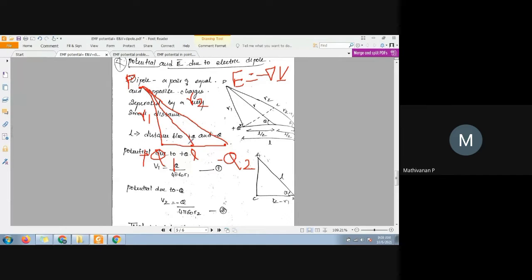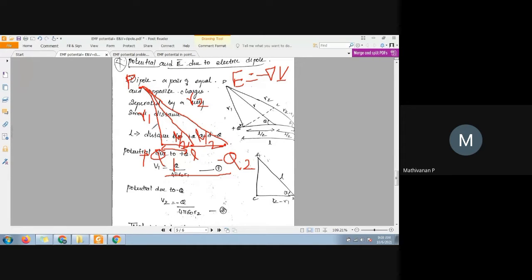The entire length between the two opposite charges Q1 and Q2 is L. If we take a midpoint, what will be this distance? The entire distance is L, so it is L by 2, L by 2. Similarly here, it is also L by 2. You should remember this.